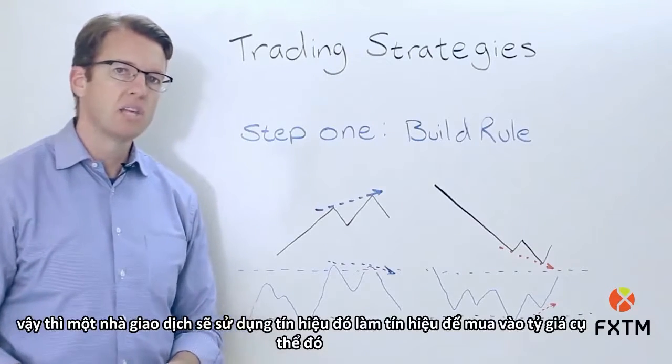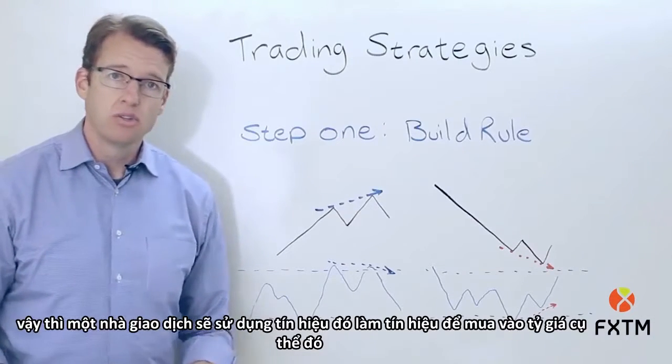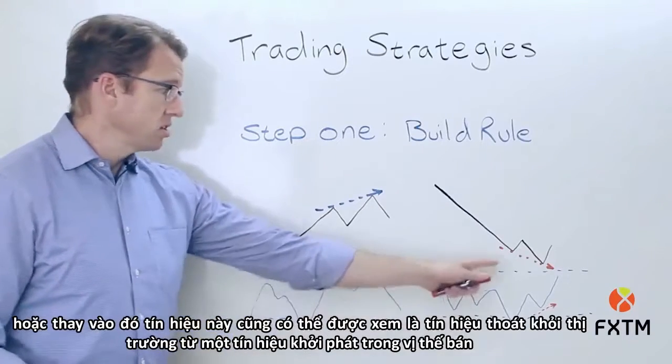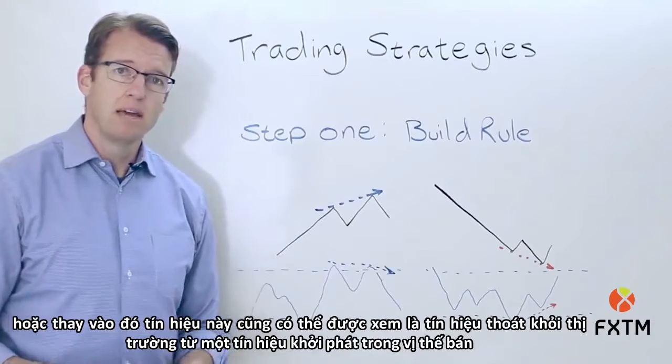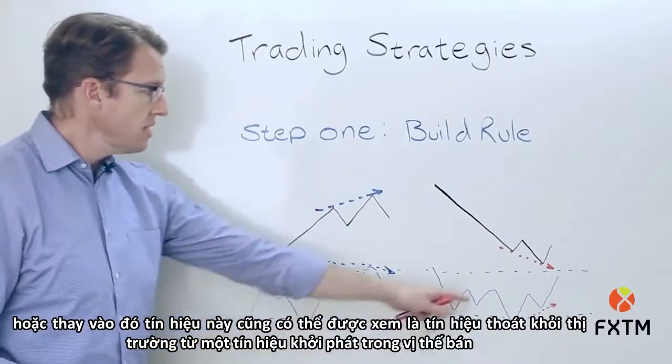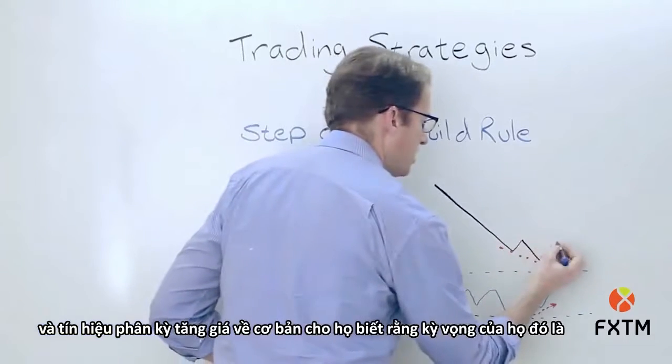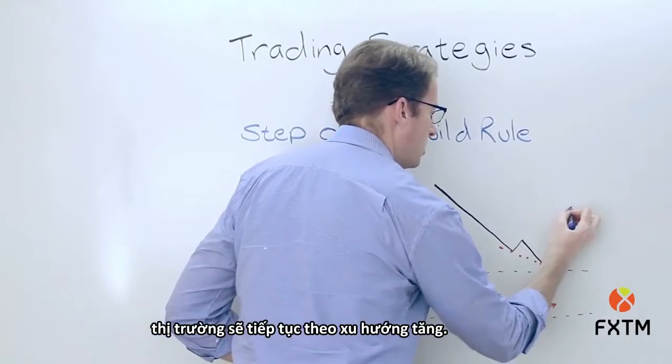So a trader would use that as a signal to go long that particular exchange rate, or alternatively, this could also be seen as an exit signal for a trader who's in a short position, and the bullish divergence is basically telling them that the expectation is that the market is going to continue to the upside.